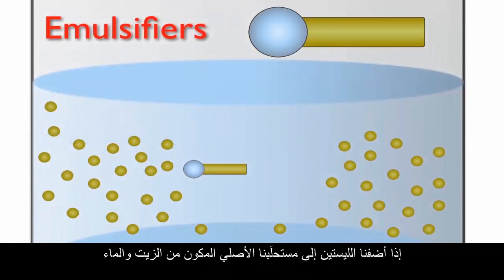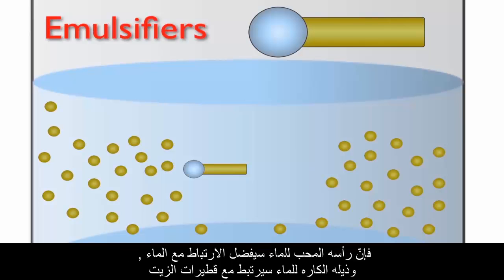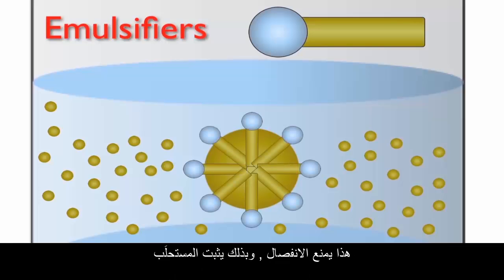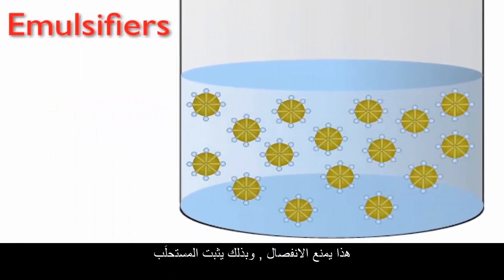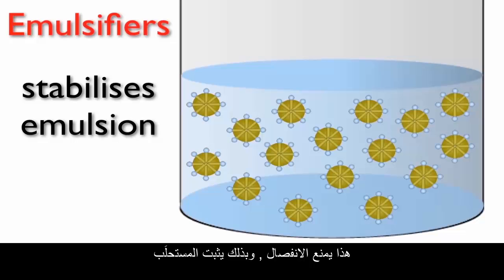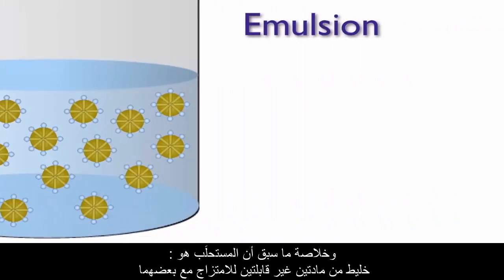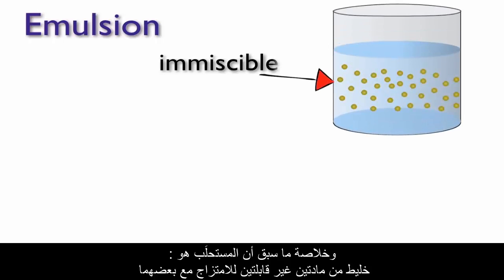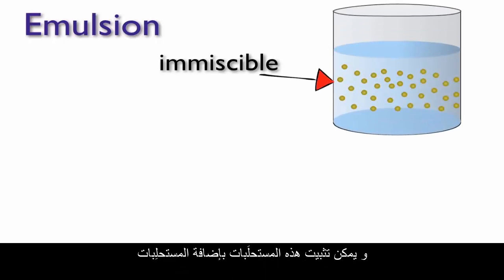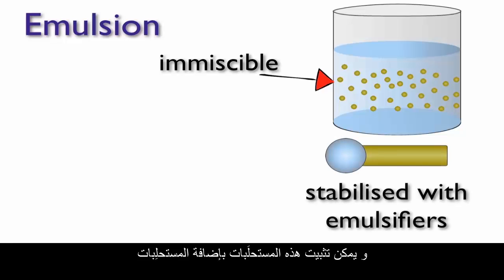If we added lecithin to our original oil and water emulsion, its hydrophilic head will prefer to associate with water and the hydrophobic tail with the oil droplets. This prevents separation and thus stabilizes the emulsion. In summary, an emulsion is a mixture of two substances that are immiscible with one another. These emulsions can be stabilized by adding emulsifiers.